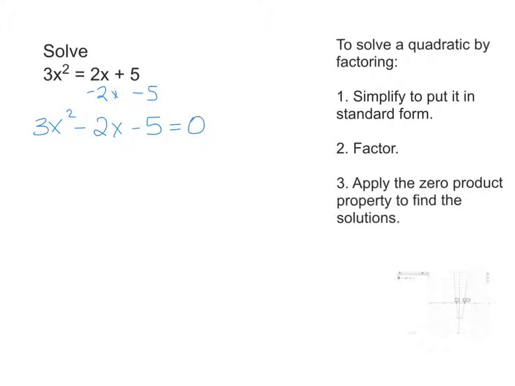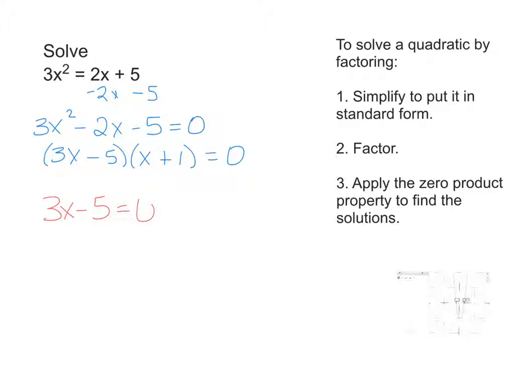So the second step is factor. Don't worry about the equals 0 part. Just factor that trinomial, 3x squared minus 2x minus 5. To factor that, I think it's going to be this. Once it's factored like that, the third step is to apply the zero product property to find the solutions. And so what that means is take each factor and make it equal to 0 and then solve for x.